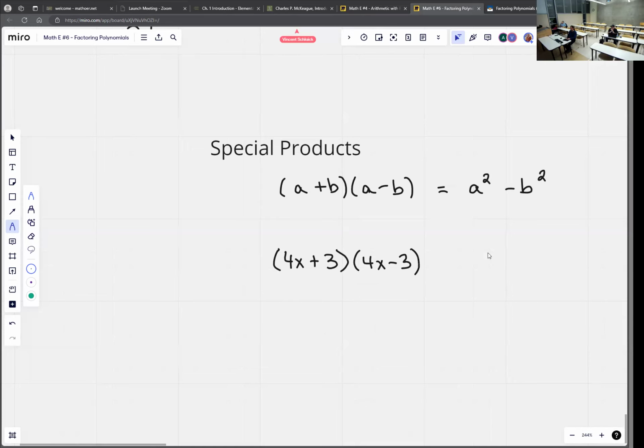And when you FOIL it, the first is the a squared, 4x times 4x is 16x squared. Then the inside part, the 3 and the 4x gives you a positive 12x. And the outside part, the 4x and the minus 3 gives you a negative 12x. And those are always going to be the same, but one is positive and one is negative, so they cancel out. And all you have left in the FOIL is the L, the last part. So a positive b times a negative b is a negative b squared. A positive 3 times a negative 3 is a negative 9.